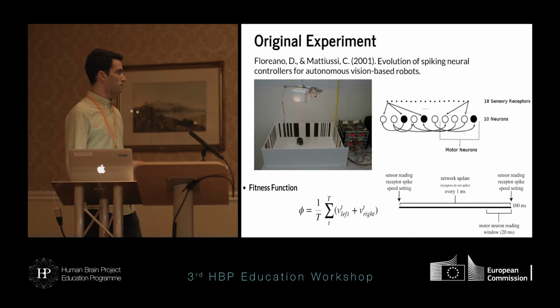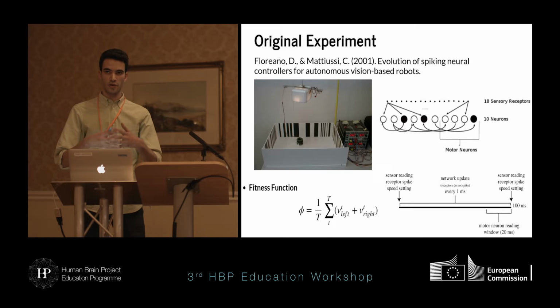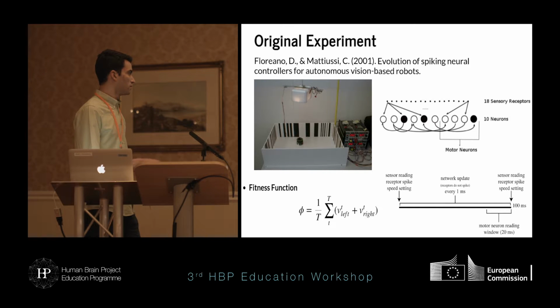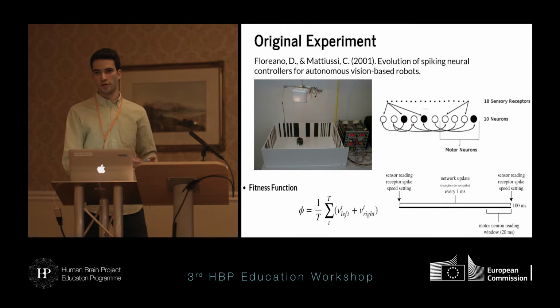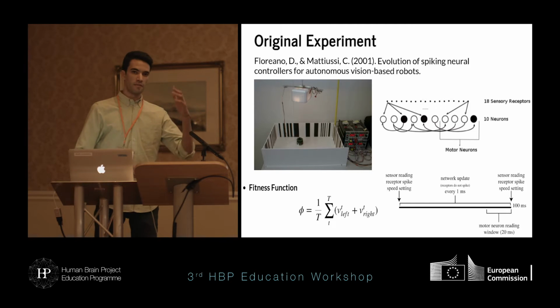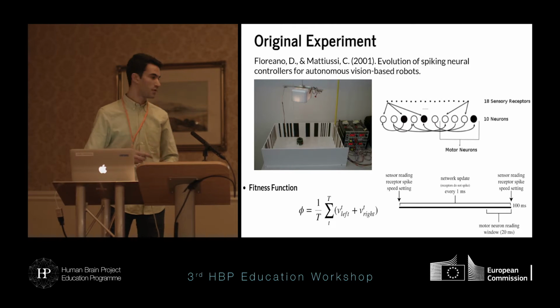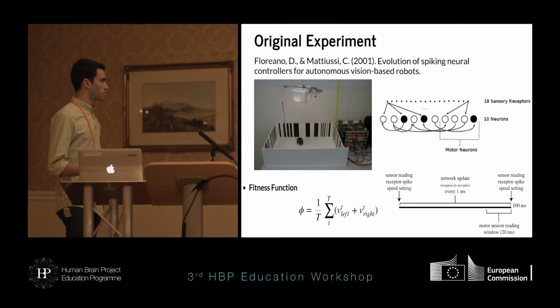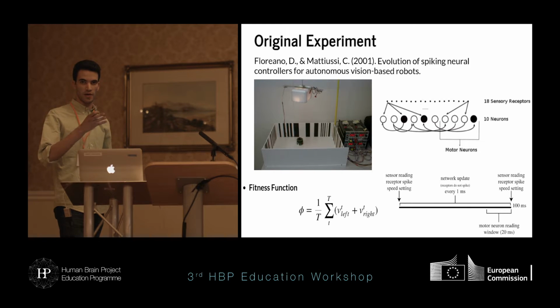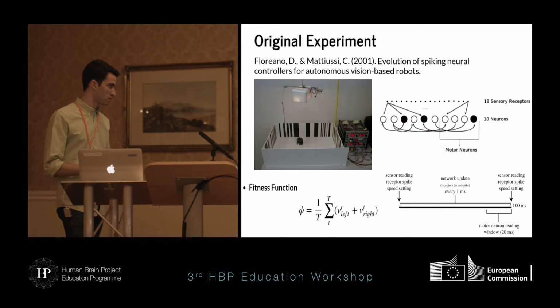The way the connections work in the network, and the way it is decided whether a neuron is inhibitory or excitatory, was encoded in a binary genetic string. So they generated a population of 60 genetic strings randomly, and they evolved over time using this fitness function here, which chooses the individuals that can move as fast and as forward as possible without hitting the walls.